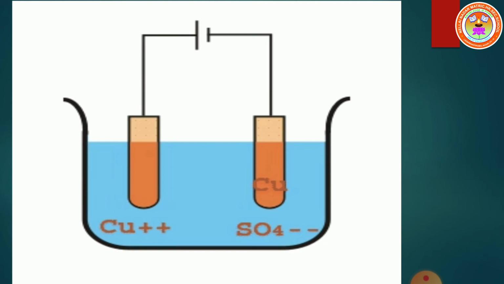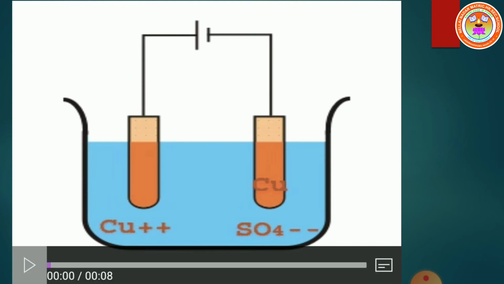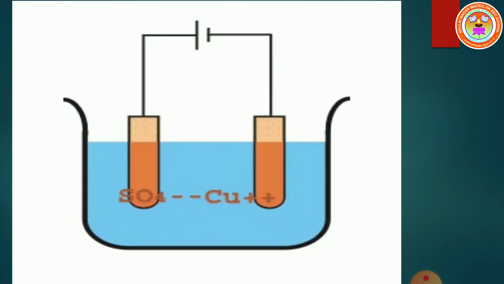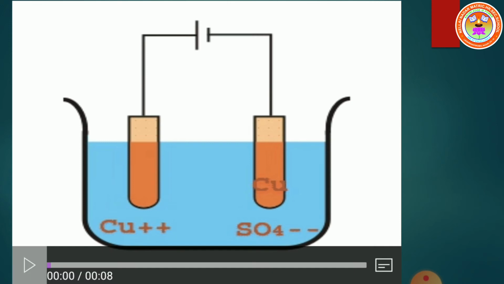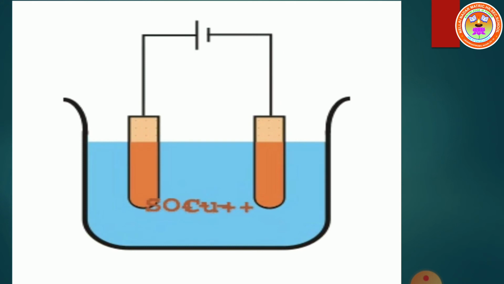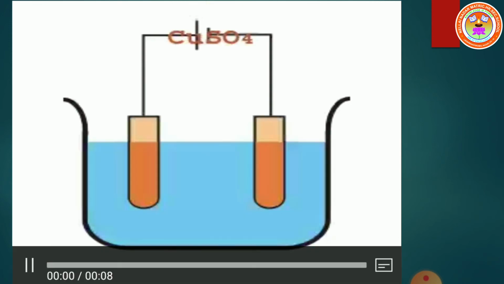When electric current is passed through the copper sulfate solution, you will find that a thin layer of copper metal is deposited on the iron spoon and an equal amount of copper is lost by the copper plate. So, electroplating is applied in many fields.